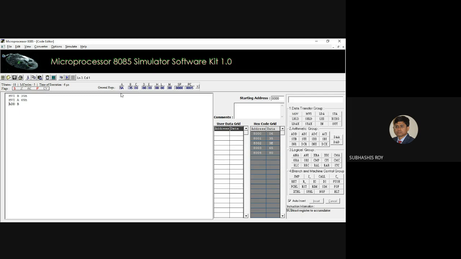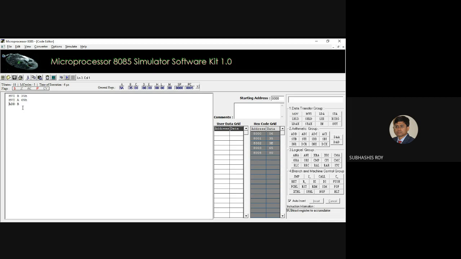And how many ones are there in this result 9A? There are actually four, an even number of ones. That's why you are getting the parity flag set here. So this is the result of your addition. I can use this kind of instruction, like ADD B, as I have shown you.